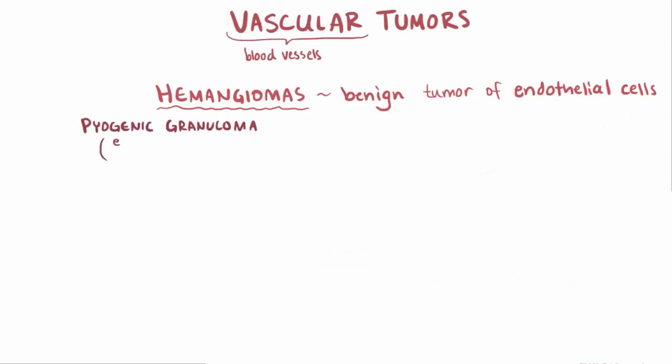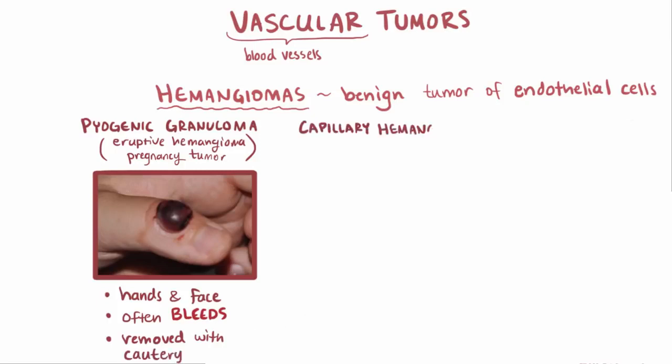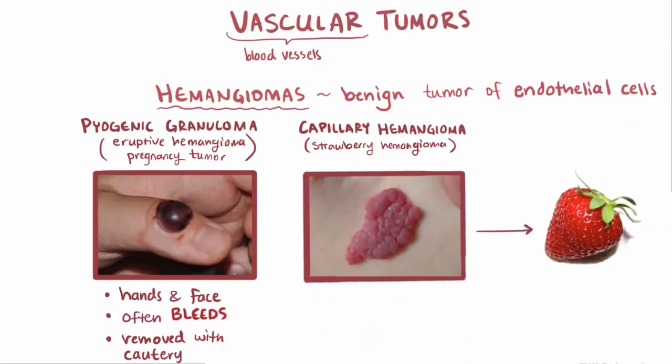Pyogenic granulomas, sometimes called eruptive hemangiomas or pregnancy tumors, look like an overgrowth of tissue and appear most often on the face and hands, but can also happen other places. This type often bleeds and can be removed by cautery. Capillary hemangiomas, sometimes called strawberry hemangiomas, are the most common type and are raised and lumpy, kind of like a strawberry, I guess. And these usually subside by age 10.